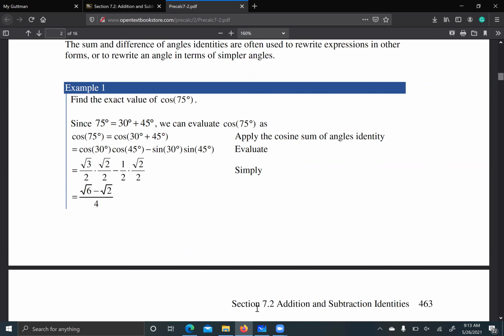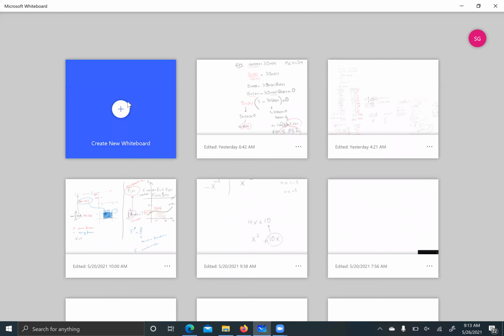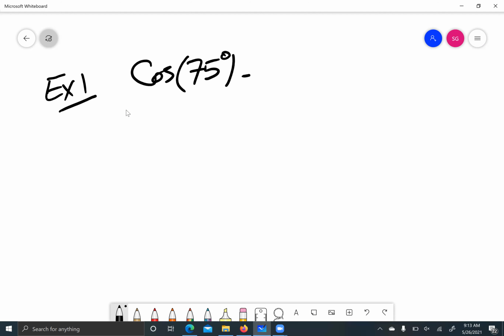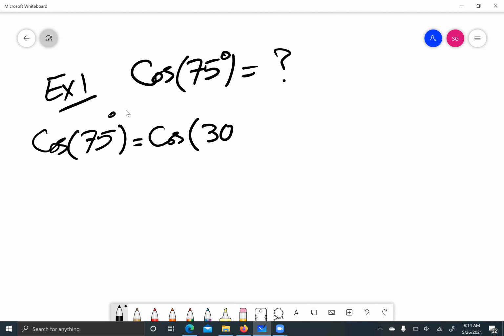So this is example 1. The question is find the exact value of cosine of 75. I'm not going to use a calculator because we want to find the exact value. Instead, we can rewrite cosine of 75 as cosine of 30 degrees plus 45 degrees. And why do we do that? Because we know the cosine of 30 and 45 degrees.